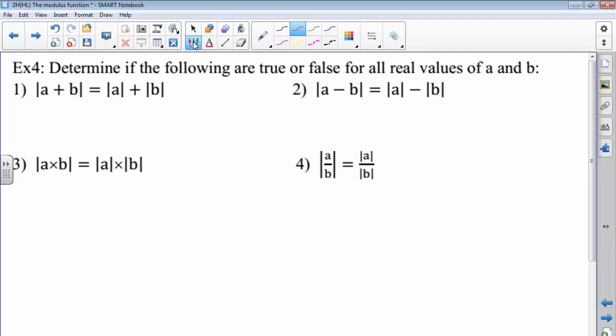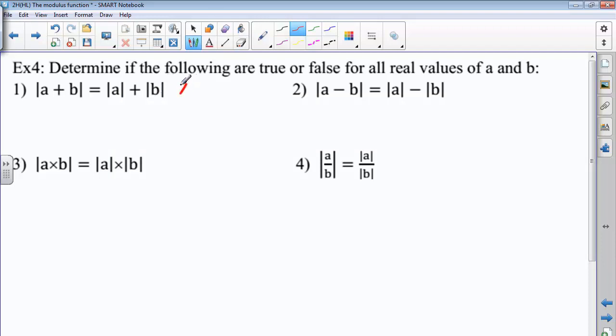Okay, let's continue the topic on the modulus function. Example 4. Determine if the following are true or false for all real values of a and b. Let's look at the first one. The modulus of a plus b equals the modulus of a plus the modulus of b. Is this one true or false?